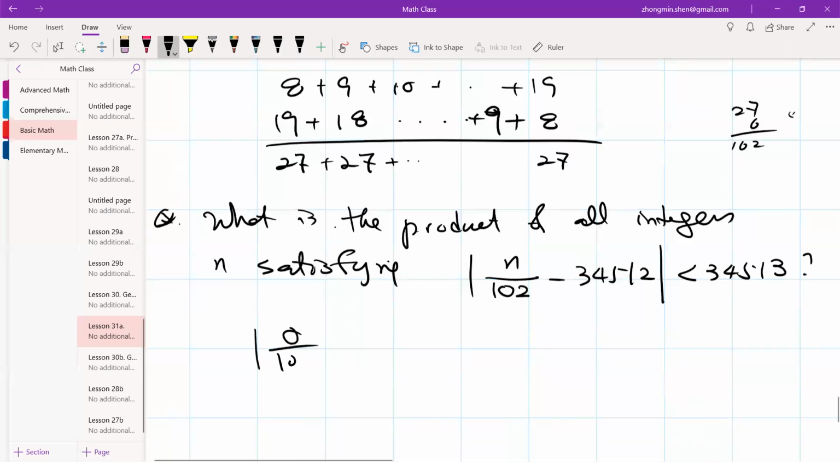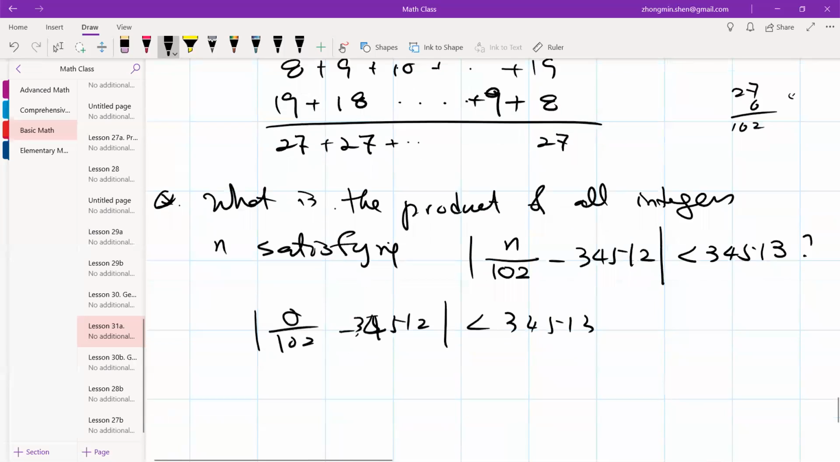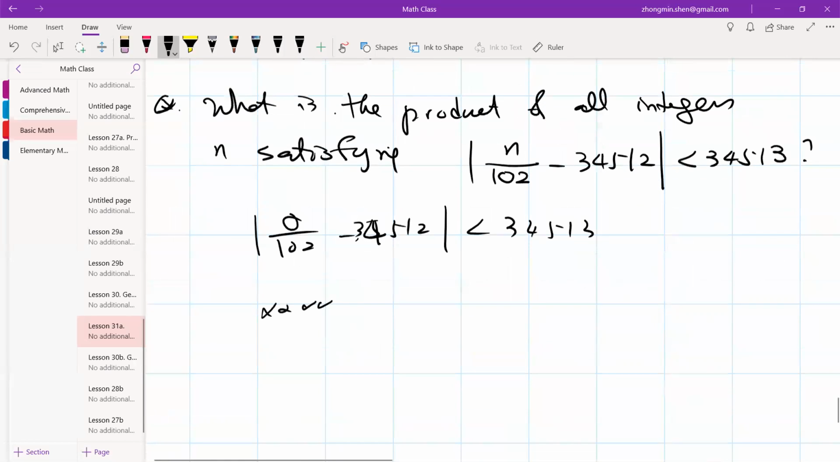0 is a solution because you have to make a simple observation. It's going to be 3451, right? So 0 is a solution. Then no matter how many integers there are, that product will be 0, because any number times 0 is going to be 0. Good.